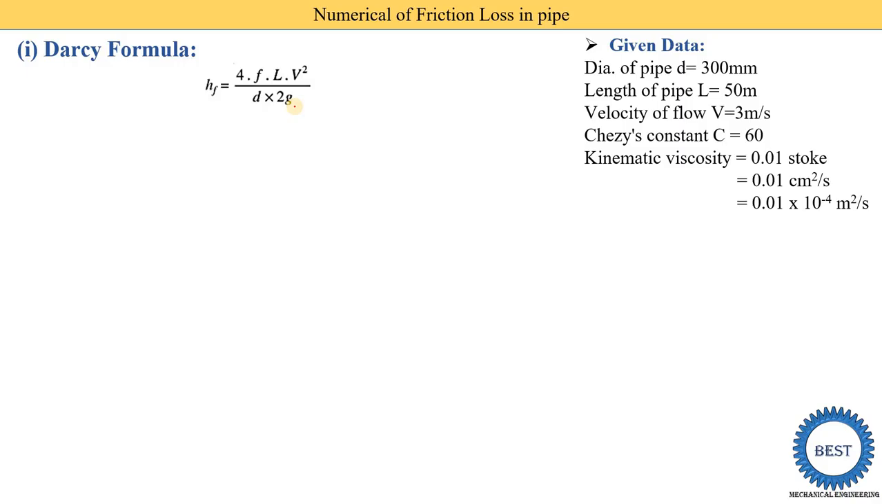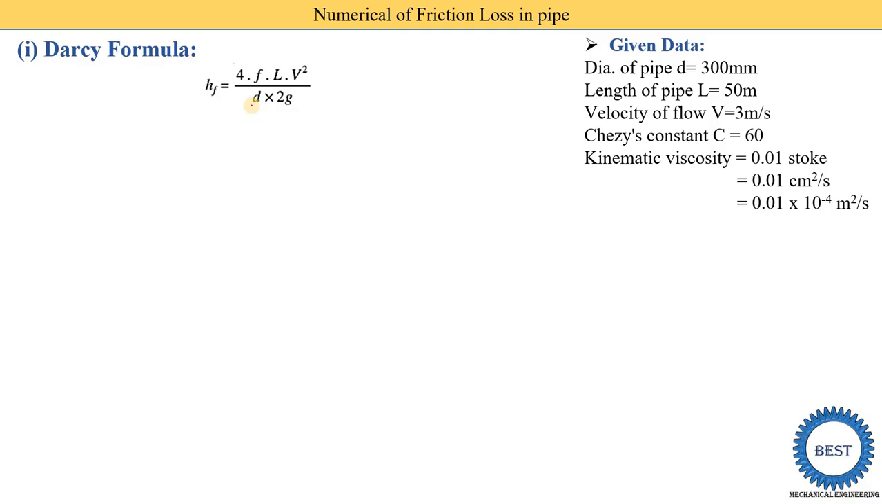So in the last video we already derived this equation. Okay, so if you don't know how this equation is derived, then I request you to watch the last video about the Darcy formula. So as in given data, we can see that f is not given here. L is given, V is given, D is also given, and g is the gravitational acceleration, so it is 9.81. So here f is not given, so first we need to find out f.